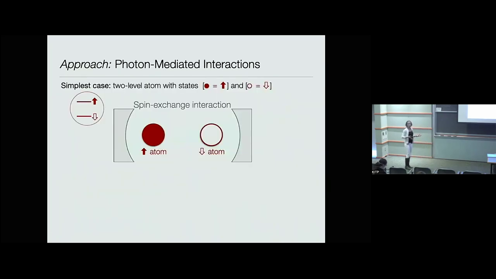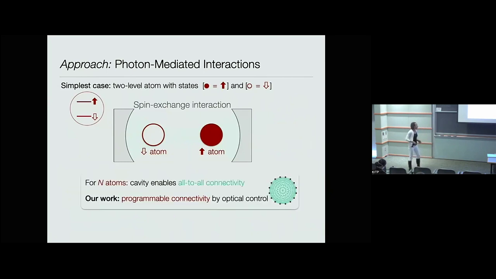And the basic building block of everything I'll say is the notion that if I have, for example, just two atoms in a cavity and I want them to talk to each other, one way to do that is photon-mediated spin exchange. So a spin-up atom gets converted into a spin excitation, gets converted into a photon, which gets converted into a spin excitation in another atom. Those spin exchange interactions can be as long-ranged as my cavity mode is delocalized. In the simplest case, when I scale this up to N, I'll have all-to-all connectivity. And then we're going to ask, can we start to make that more programmable by adding in optical control?